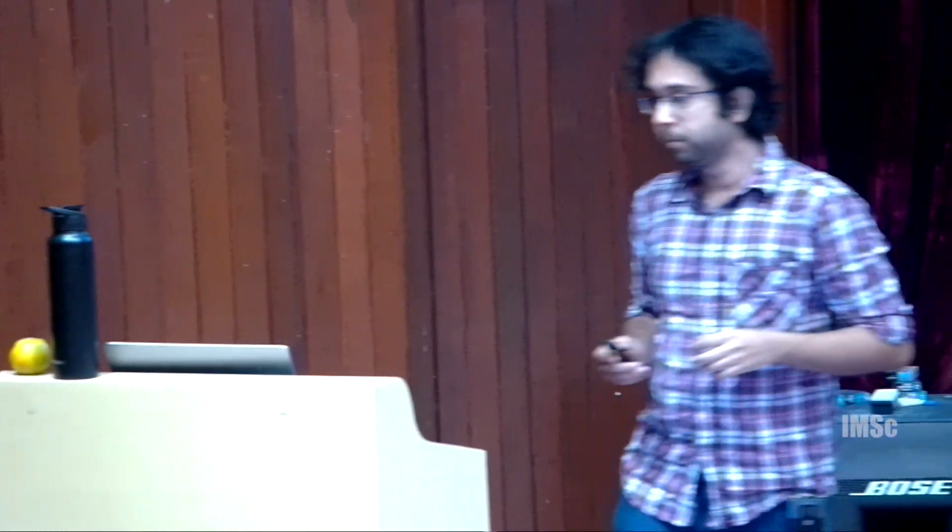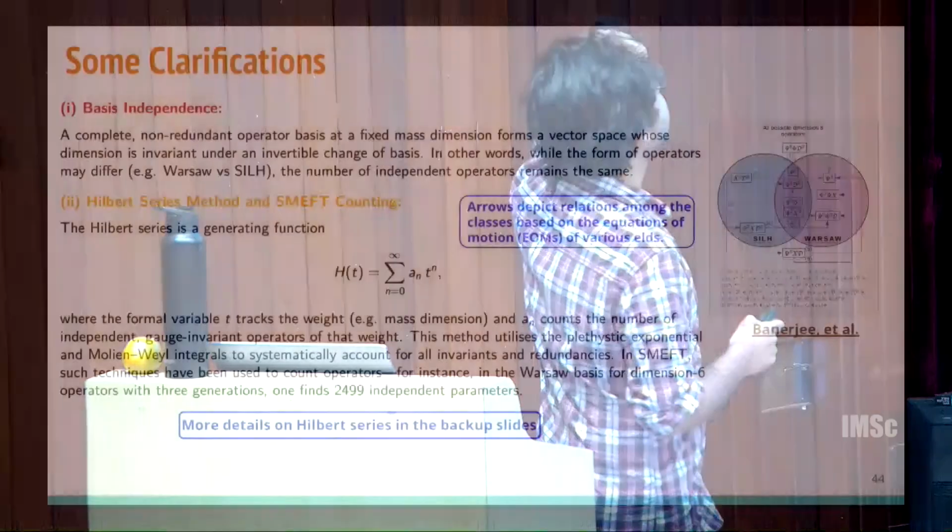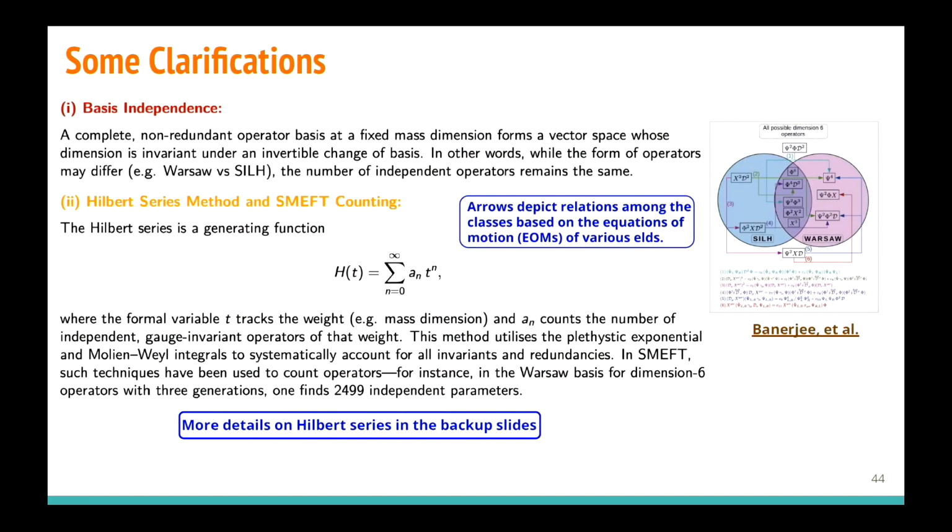So before I jump into the main part of the talk, I would like to make some clarifications which were based on some of the discussions we had the other day. So I would like to highlight basis independence. At a given mass dimension, whichever basis we choose, the number of operators would be the same. They would not be different.